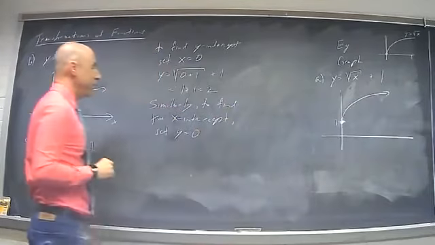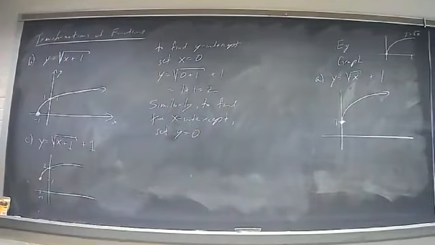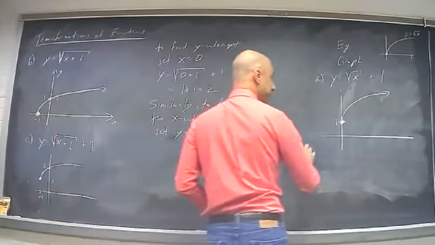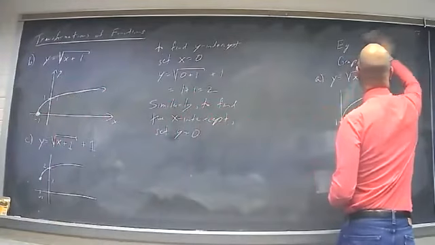When you find the y-intercept, just set x equals 0. When you find the x-intercept, just set y equals 0. Nothing to it.